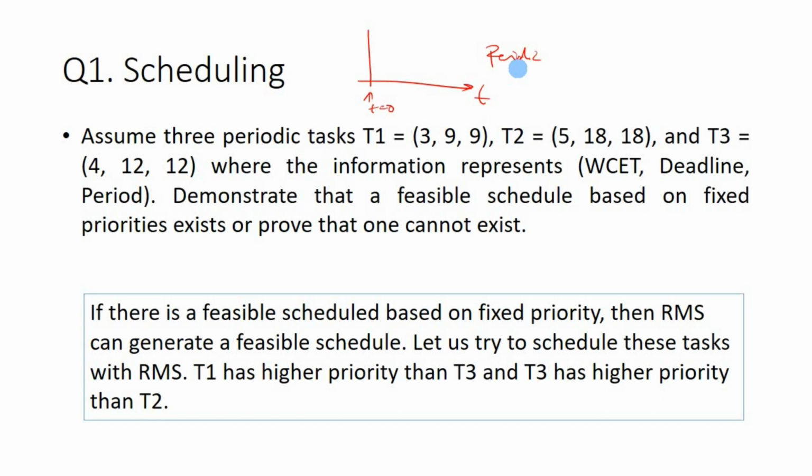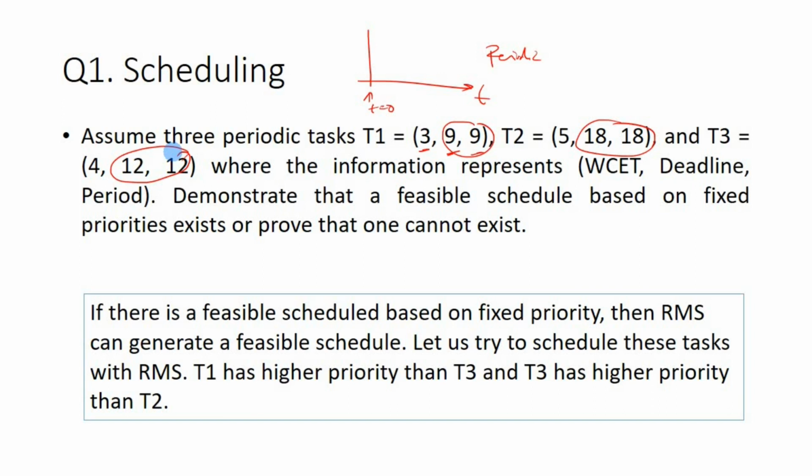Okay, so for the first question, we have three periodic tasks, T1, T2, and T3, where this is the worst case execution time, this is the deadline, and this is the period. As you can see, the deadline and the period in this case are basically the same. It tells us that this is the latest time by which I must complete my task, and I'll also start the next period immediately after that. So the period and deadline are the same.